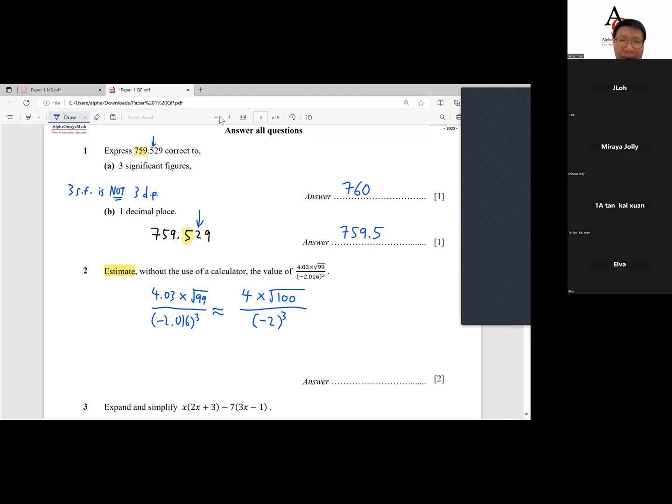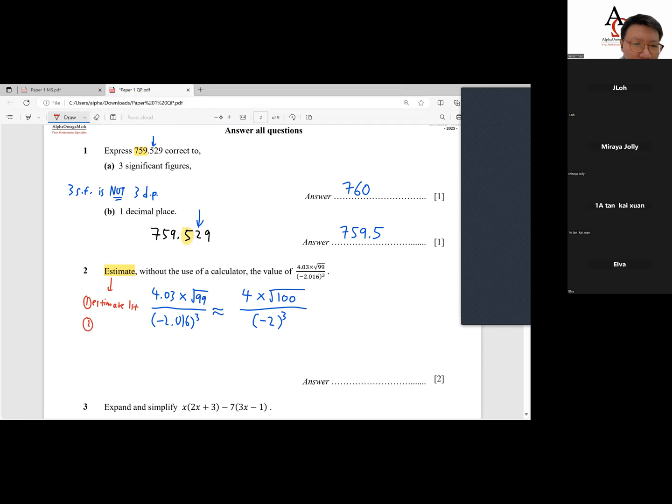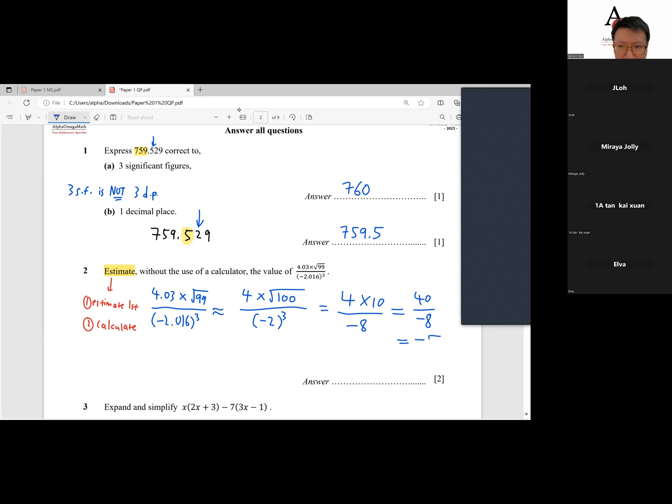So remember, when they say estimate, estimate first, then calculate. Okay, let me write out the corner for you. So when they say estimate, estimate first, then you calculate. After you have estimated, feel free to throw into your calculator because the 1 mark comes from the estimation. So here you have 4 times 10 over negative 8, which is 40 over negative 8, and the answer will be negative 5.